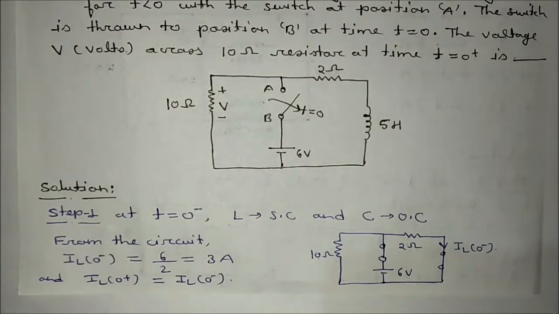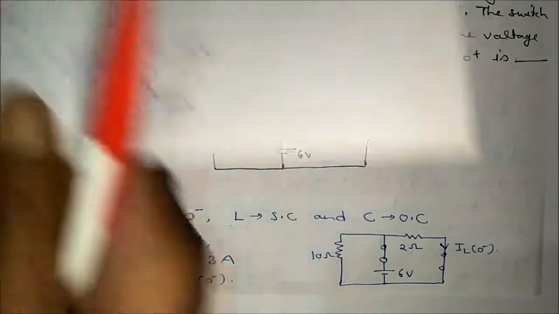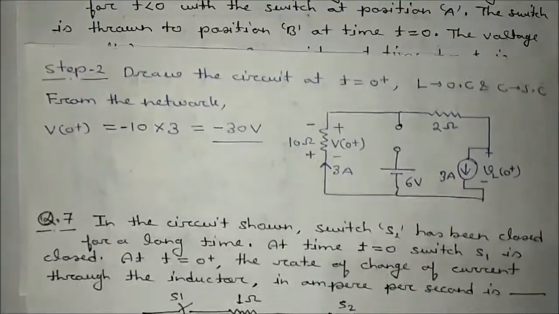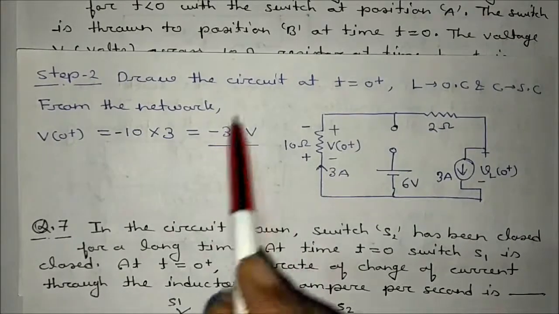Is it okay? Now moving to the next step 2, draw the circuit at T is equal to 0 plus condition. L is open circuited and replaced with a current source. C is short circuited and replaced with a voltage source. So if you draw the circuit at T is equal to 0 plus, what will you get?